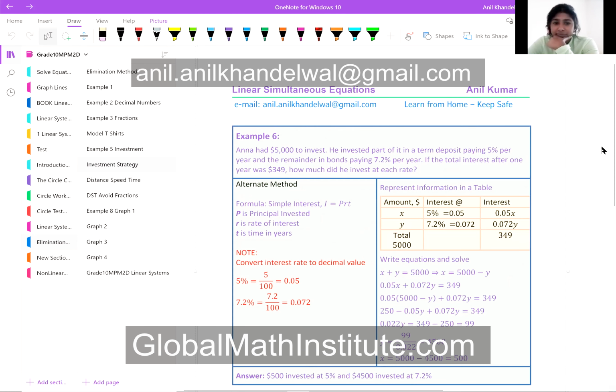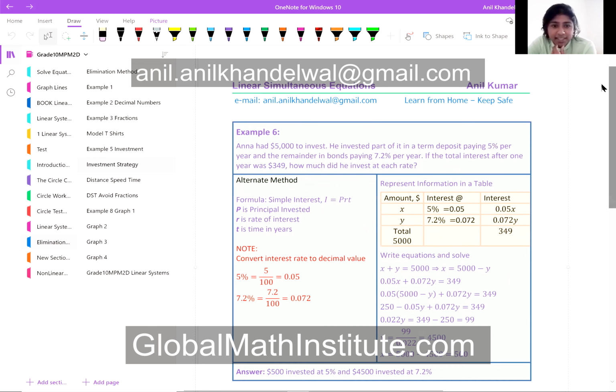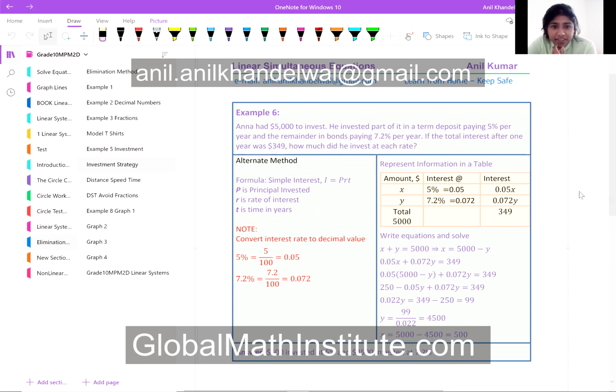Here is the one for you. So, Amy, do you notice here? Can you please read the question? Yes. Example 6. Anna had $5,000 to invest. He invested part of it in a term deposit paying 5% per year, and the remainder in bonds paying 7.2% per year. If the total interest after 1 year was $349, how much did he invest at each rate? Correct.